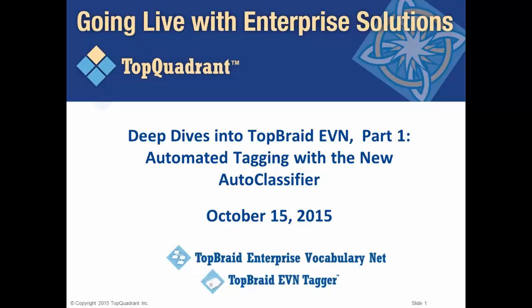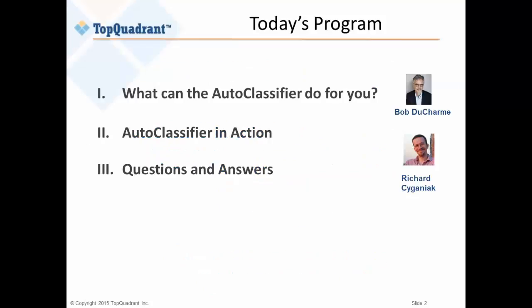So what we're going to look at today, first I'm going to give you an overview. I'm Bob DuCharme, I'm sorry, I didn't mention my name. I've been at TopQuadrant for about 6 years as a semantic solution architect, although I also help with other things ranging from sales to documentation. Richard Cyganiak is a principal software engineer at TopQuadrant and the developer of TopBraid EVN Tagger's Autoclassifier. I've been involved in many semantic web related projects since about 2002, and I was aware of Richard's contributions to many important projects long before I joined TopQuadrant, so I was especially happy when he joined us.